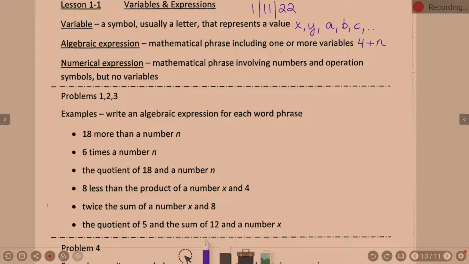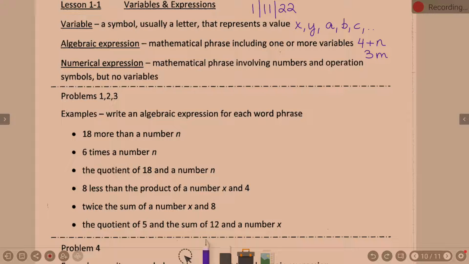Okay, I could say along the same lines, 3m, as in 3 times m. Okay, so algebraic expression, it's going to have a letter in it. It's going to have a variable in it.